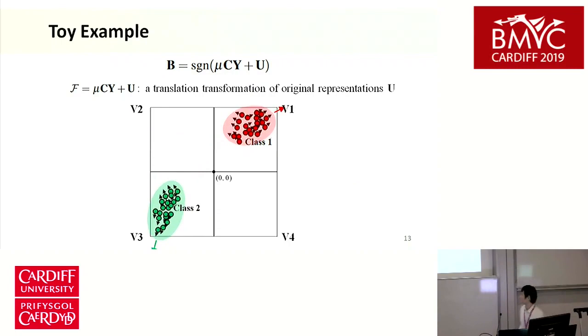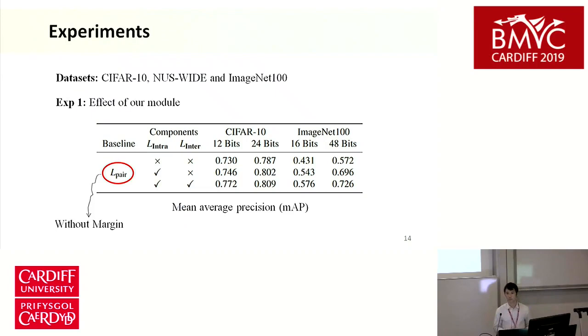We evaluate our method on three data sets: CIFAR-10, NUS-WIDE, and ImageNet-100. In the first experiment, we evaluate the effect of our modules. We base it on the pair loss without margin. Then we add the intra loss, which gives a 1.6% improvement. And if we add both, it gives a 4.2% improvement.